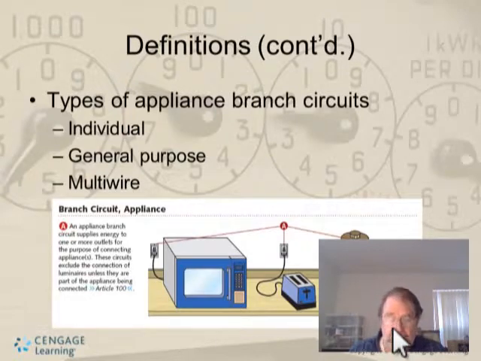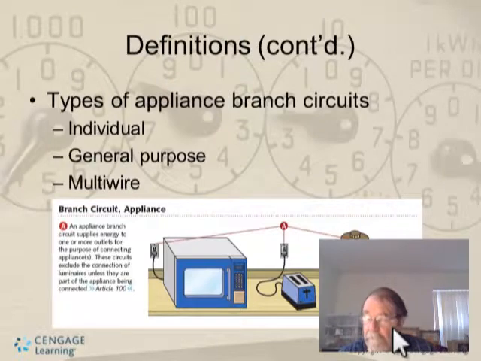You have types of appliances. You have individual, general purpose, and multi-wire. An appliance branch circuit supplies energy to one or more outlets for the purpose of connecting appliances. These circuits include the connection of luminaires unless they are part of the appliance being connected.